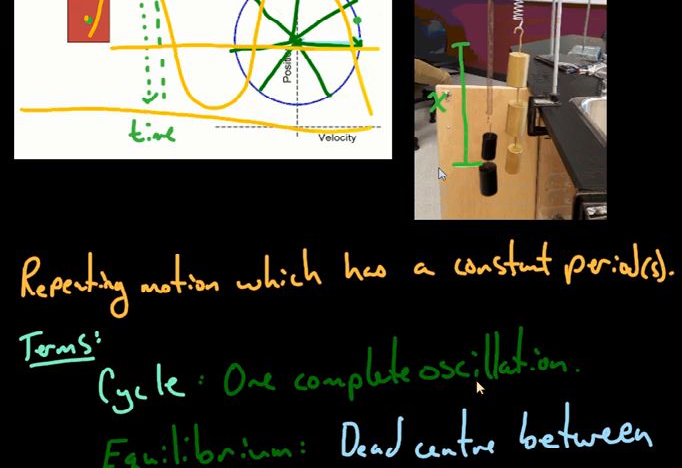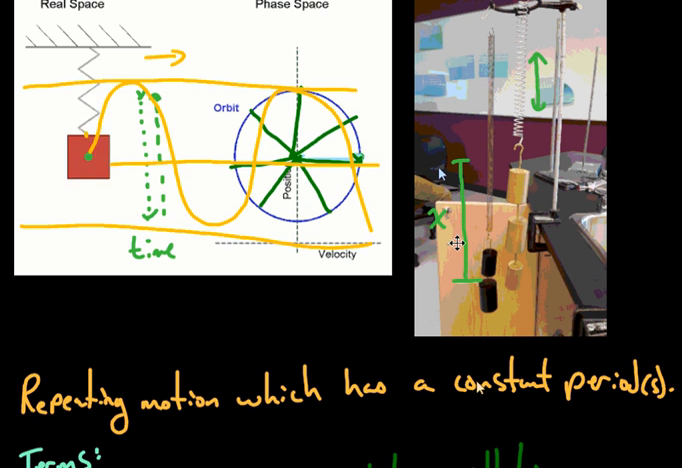In the case of this phase space drawing, since this doesn't actually represent real motion, there's not really a true equilibrium position like there would be if this ran out of steam and eventually came to rest, kind of sort of right in the middle.